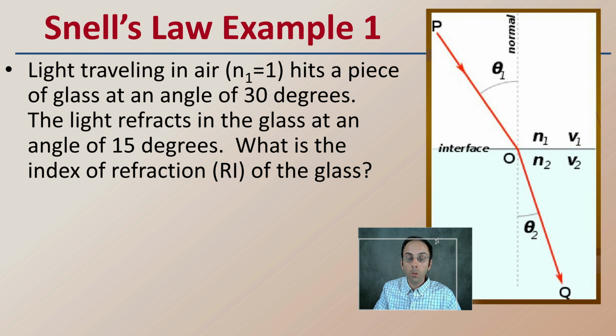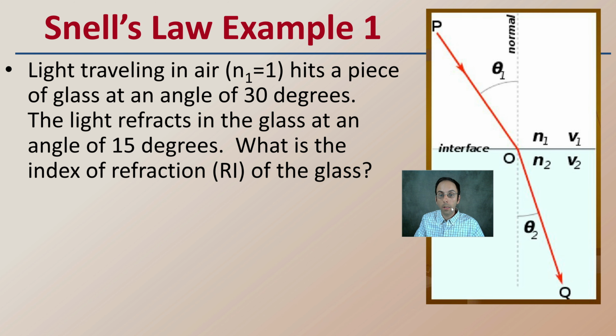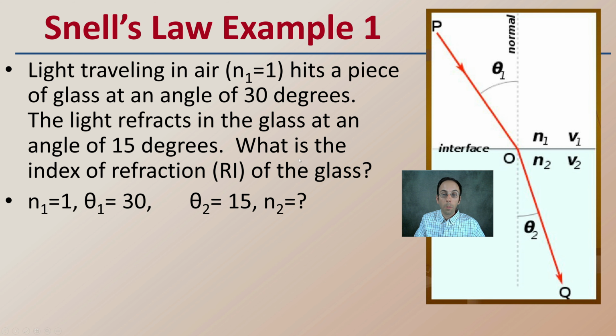So what we first want to do is take the components given to us and apply them to the equation for what we know. We start with substance 1, the refractive index is 1, that's the air, and it hits a piece of glass at an angle of 30 degrees. So we know the angle in substance 1, and we know the refractive index. Then the light refracts in the glass at an angle of 15 degrees, so we know that angle. What it's asking for is the refractive index of that glass. What's n2 in this example?